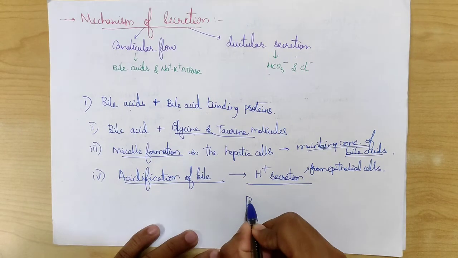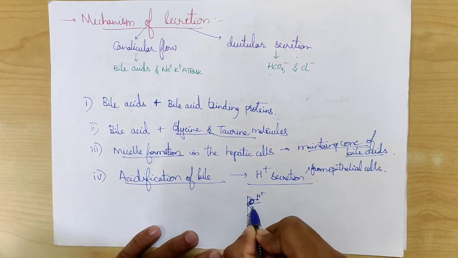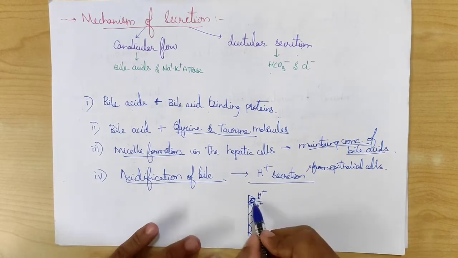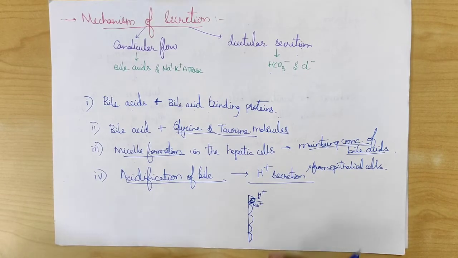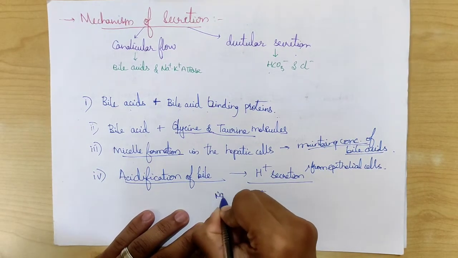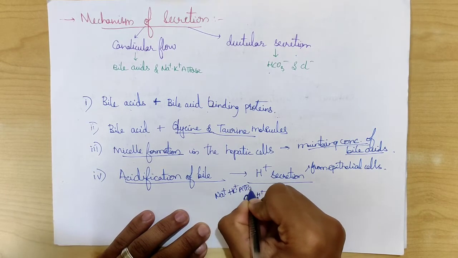The H plus is secreted by exchanging with the Na plus. So the Na plus is taken by the cell and the H plus is secreted, therefore making the bile acidic. So what causes this Na plus to exchange with the H plus? Therefore there is an Na plus K plus ATPase.